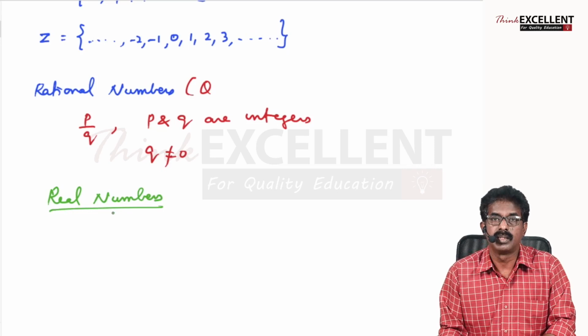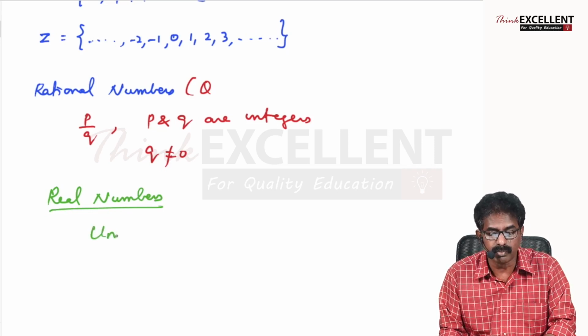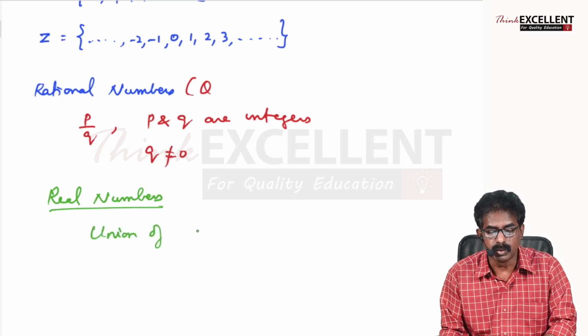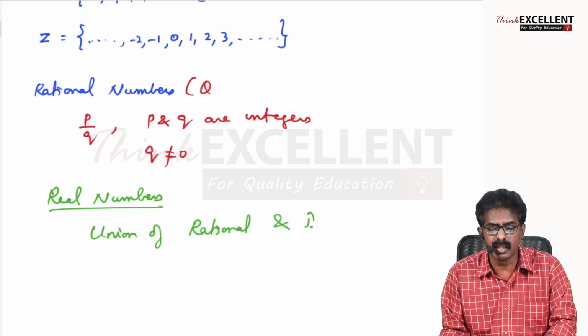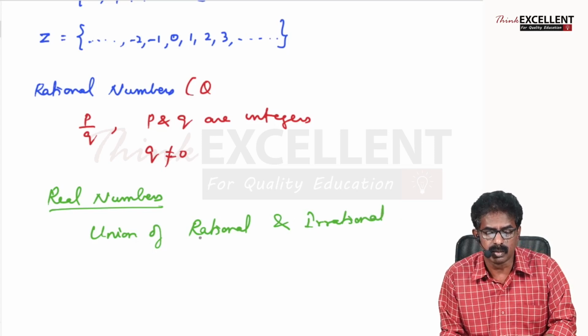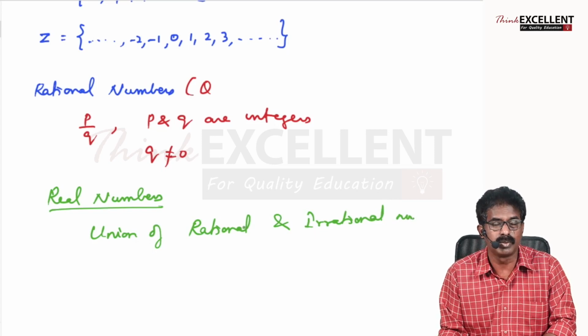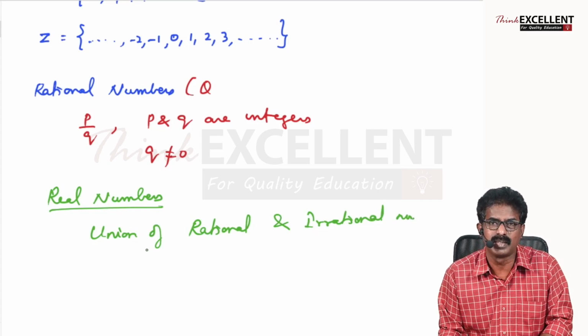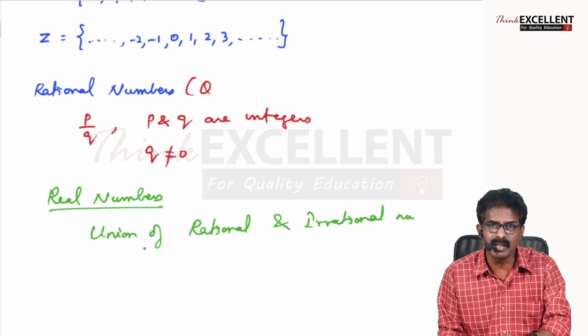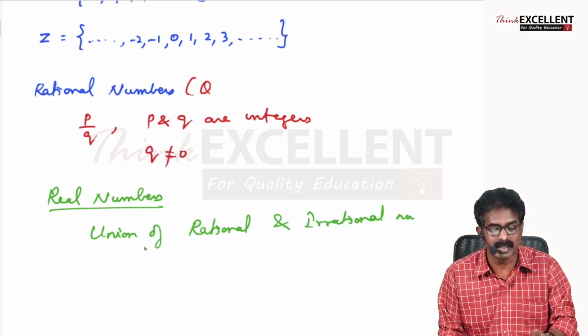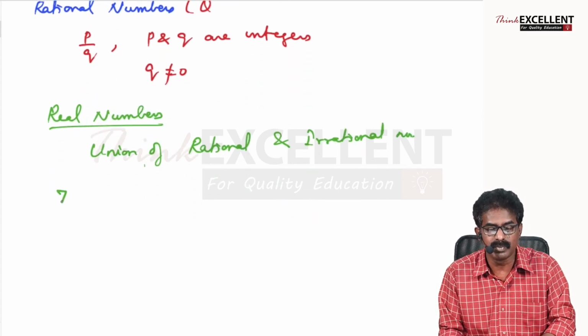Then you know another very important thing, that is real numbers. Real numbers are the union of rational and irrational numbers. So you know what are irrational numbers? The numbers which are not rational are called irrational.